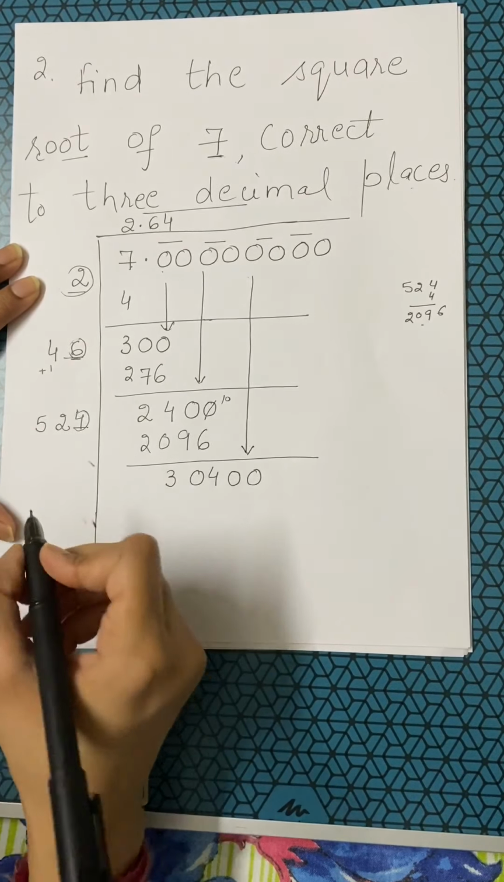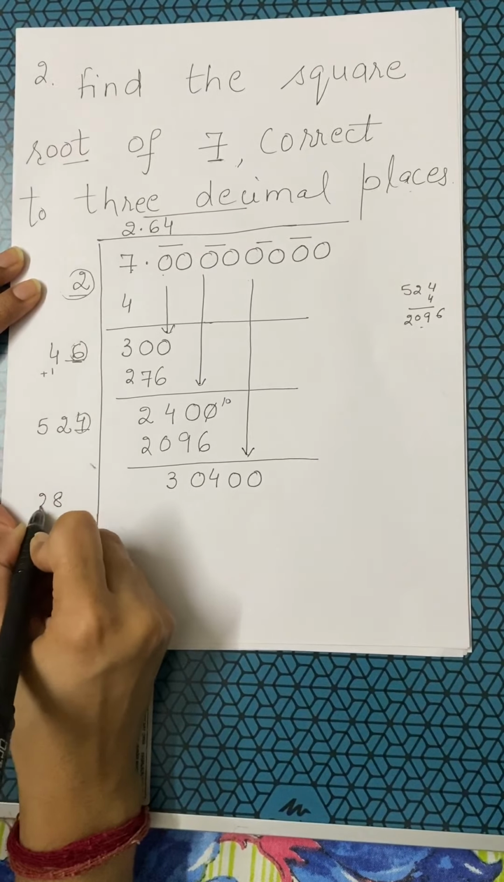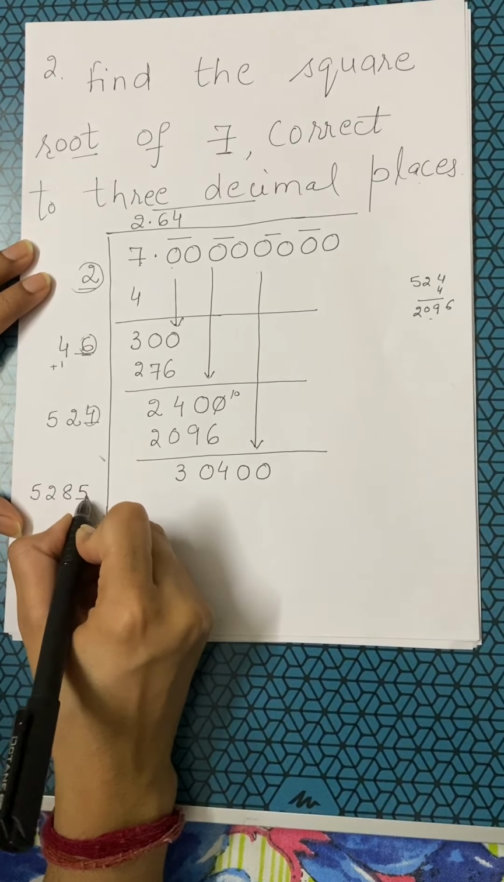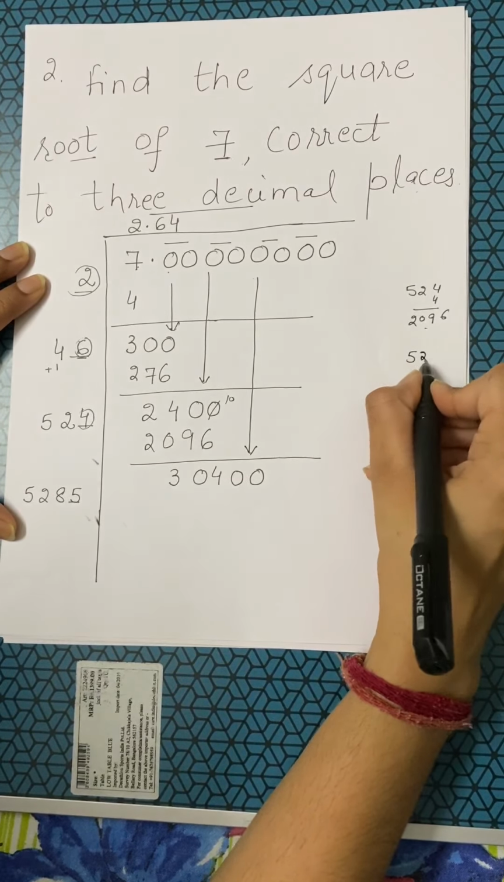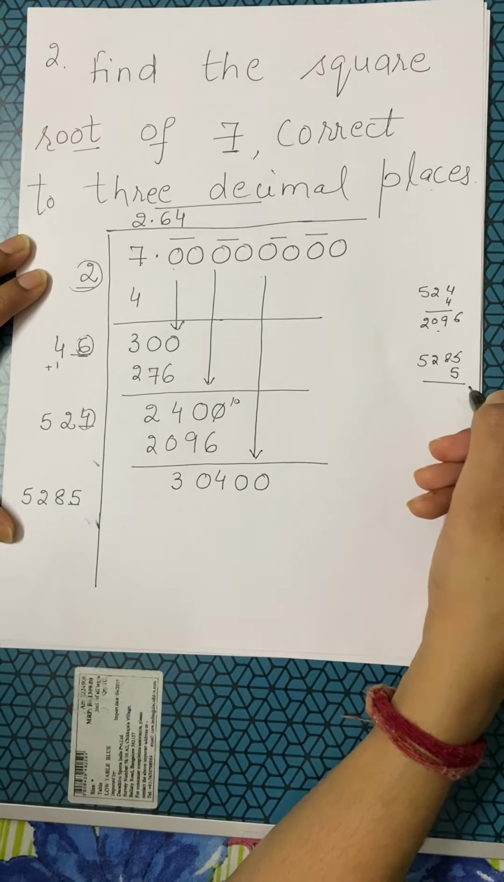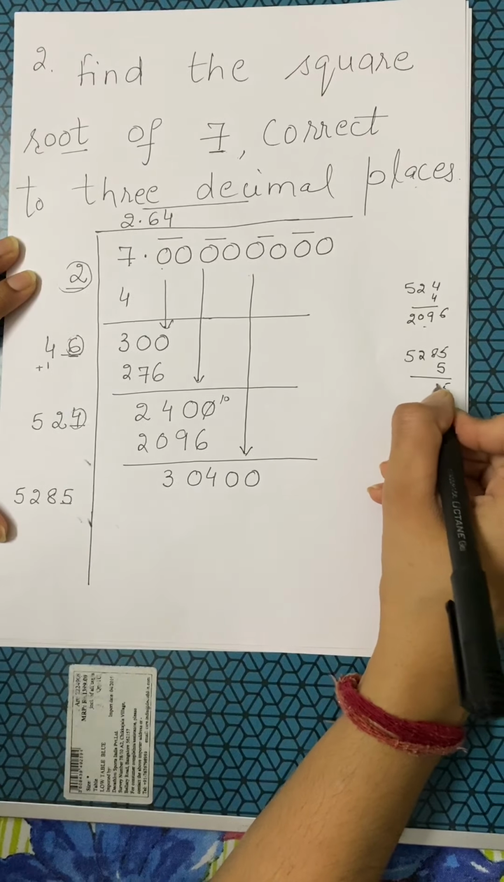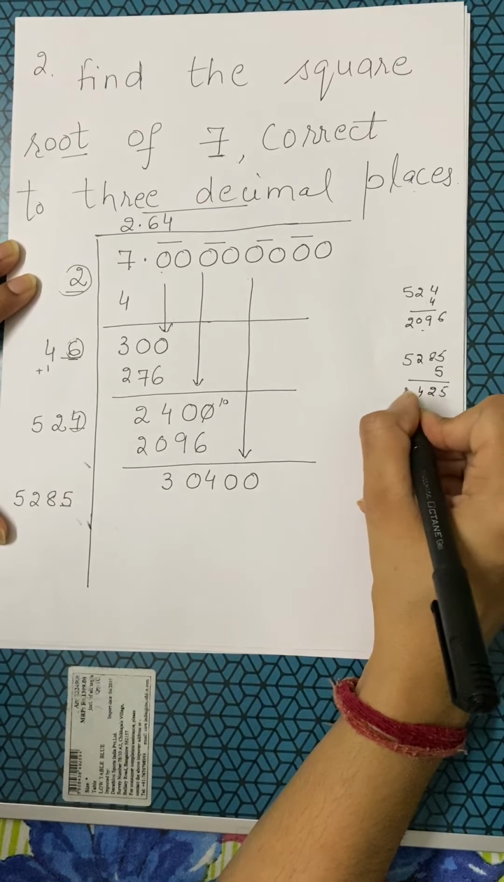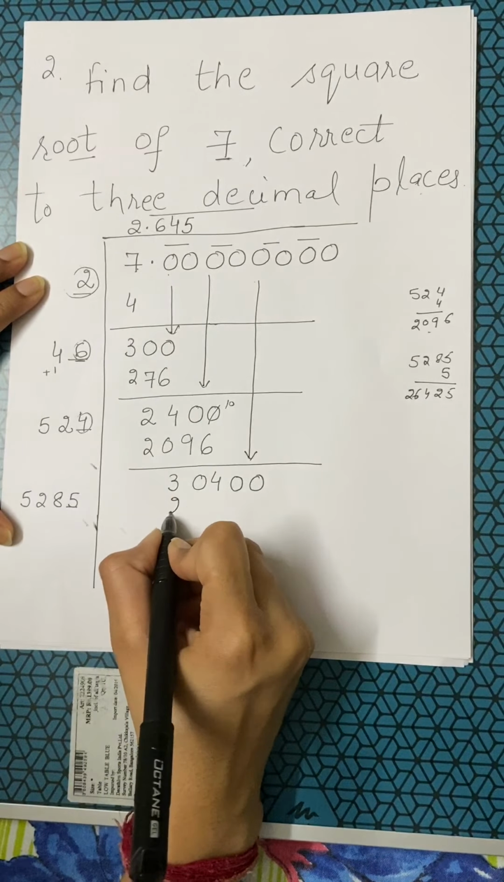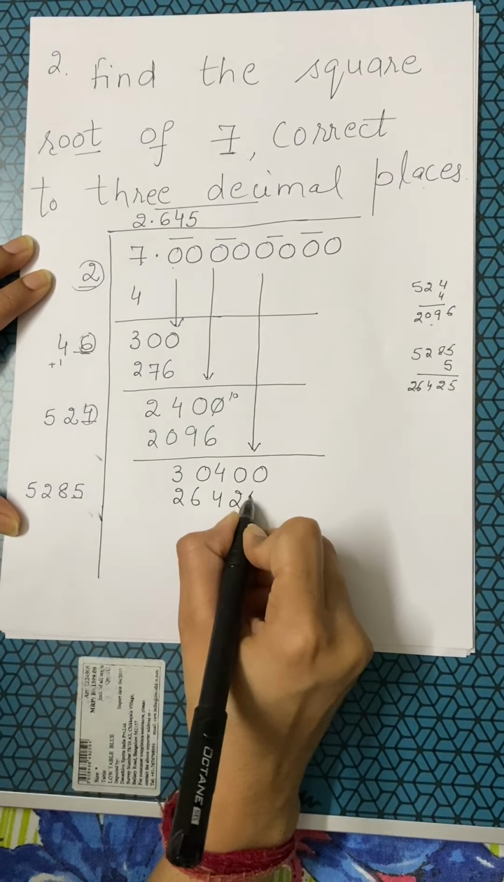This number will be multiplied by 2. Okay, now here, let's try this with 5. So 5, 2, 8, 5. If you multiply, what do you get? You will be getting here 5 and then 2, 4 and 26. Okay, so I will be writing 5 here. 2, 6, 4, 2, 5.